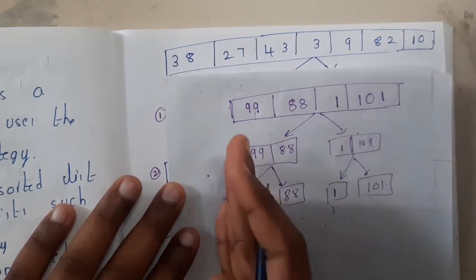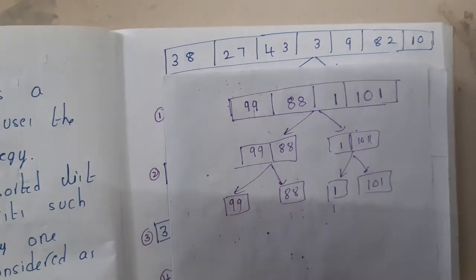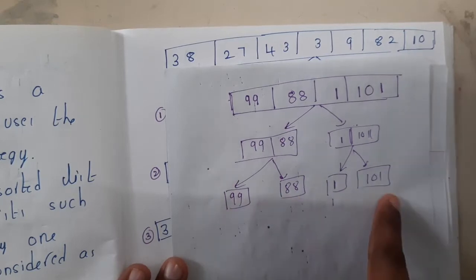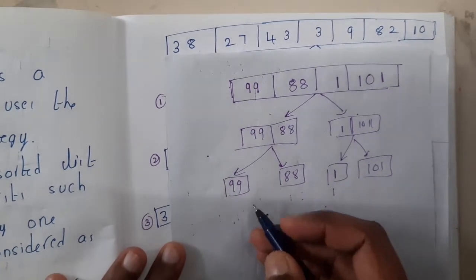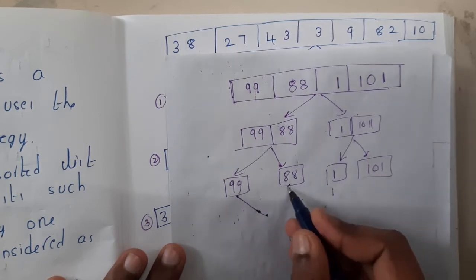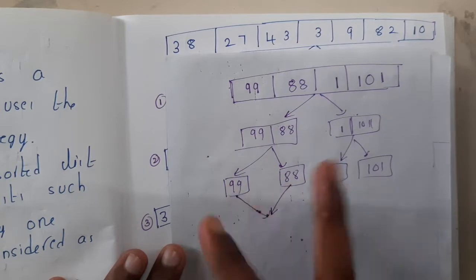Can we break any further, guys? No, we can't, right? Because there is only a single element. What will you break? There is no further chance of breaking. Hence, from now on you will start merging them, guys. Once you are merging, you will start sorting them.